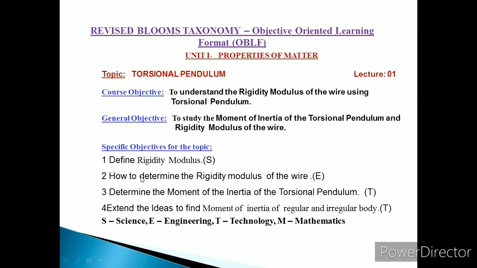Now, some of the specific objectives of this topic. First one is to define. These are some of the questions that may arise after completing the topic. Define rigidity modulus. How to determine the rigidity modulus of the wire? What methods are there? The third one is to determine the moment of inertia of the torsional pendulum. And the fourth one is to extend the idea of the third one to find the moment of inertia of a regular and irregular body.